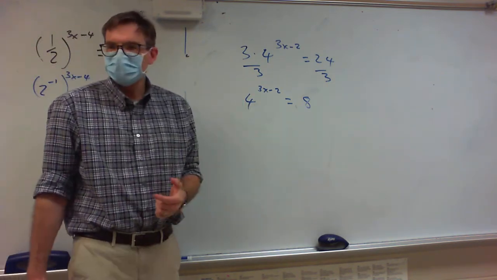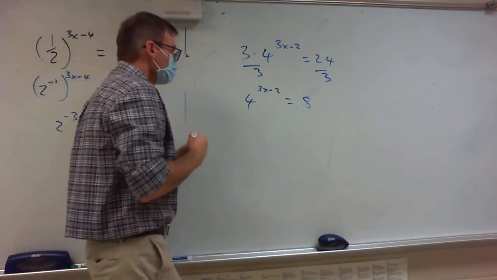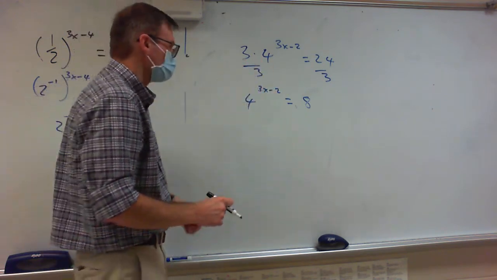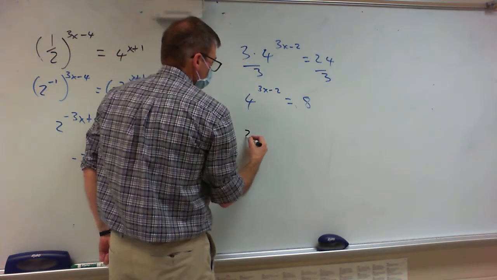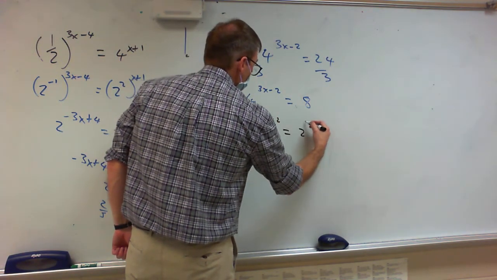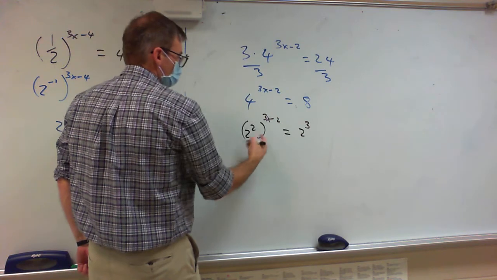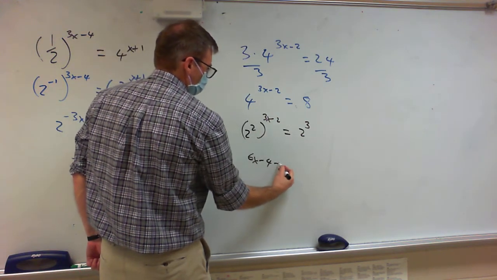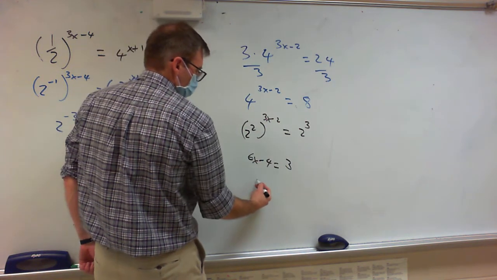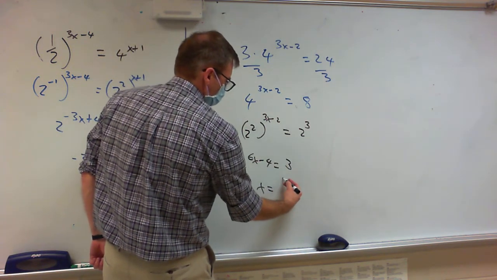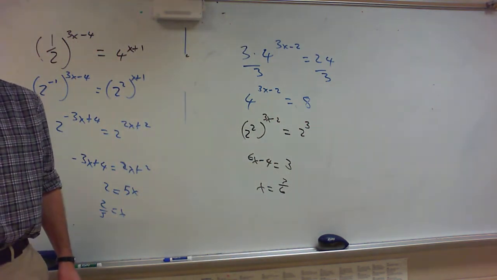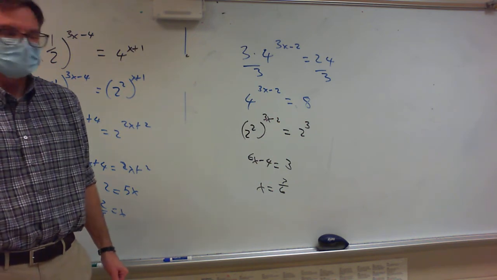All right, so what's our common base? 2, right? I need to be a little more creative. I think everything I've done has been base 2, with a handful of base 3s. So this is 2 squared to the 3x minus 2 is equal to 2 cubed. So I end up with 6x minus 4 is equal to 3. And can I go ahead and say that's just 7 over 6? All right, everybody okay with that?